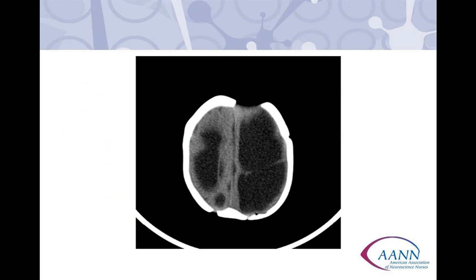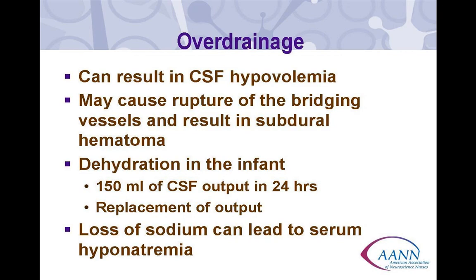Overdrainage in children can lead to complications, of which would include hypovolemia, a subdural hematoma, dehydration, or hyponatremia. In our institution, we replace the CSF output 1 ml per ml for children under the age of 1.